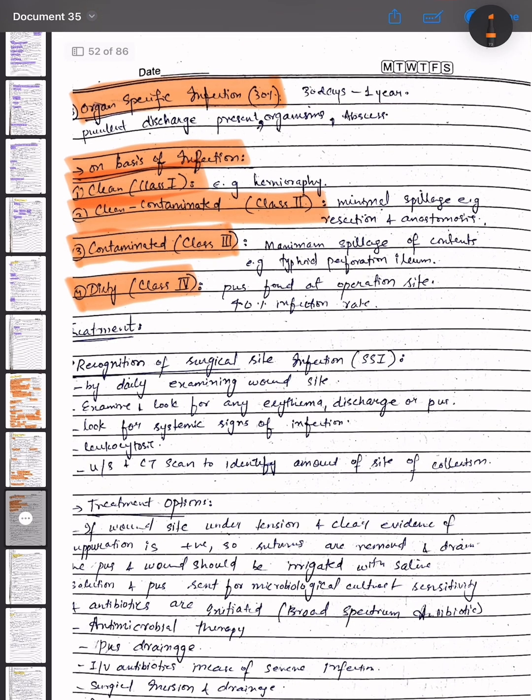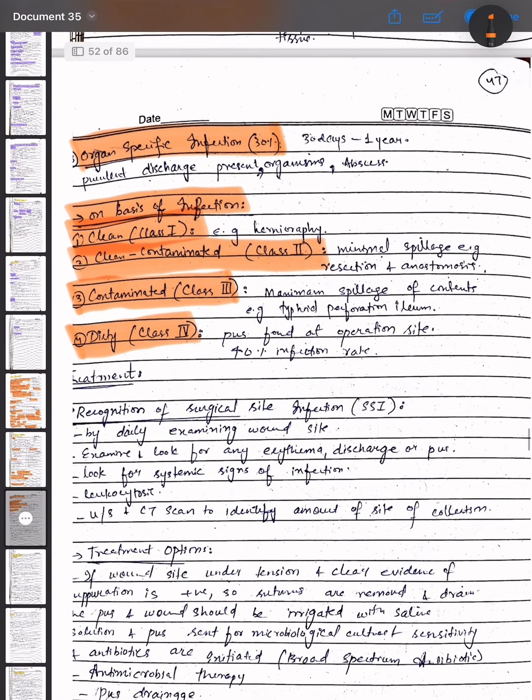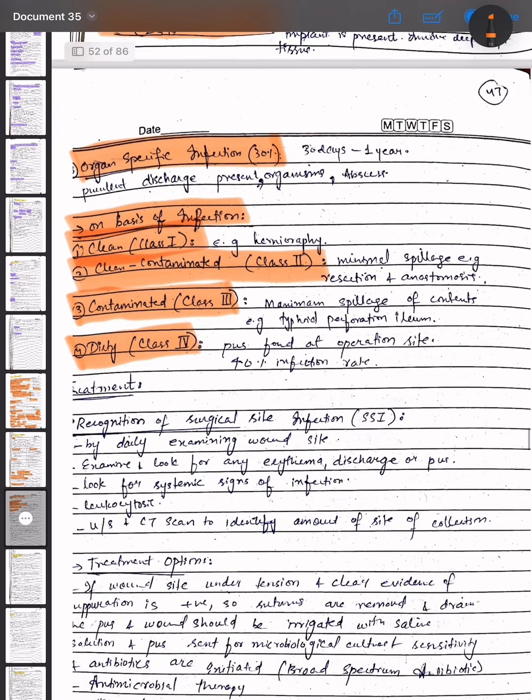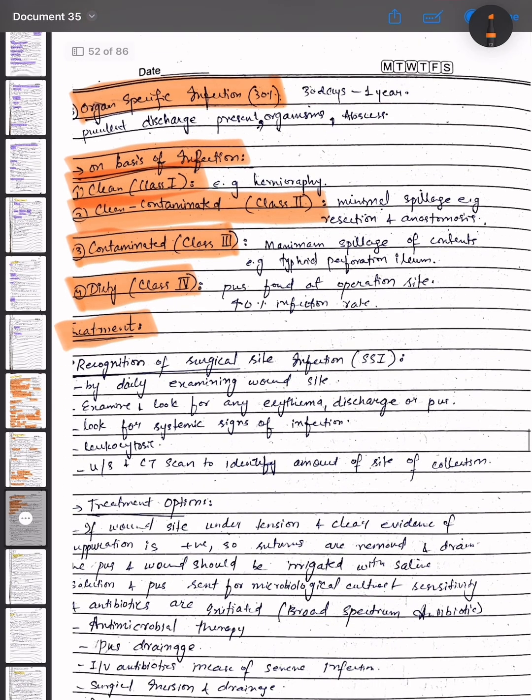So this is the classification on the basis of infection. Now, what are the treatment options for the surgical site infection? We have first to recognize, that is recognition of surgical site infection.